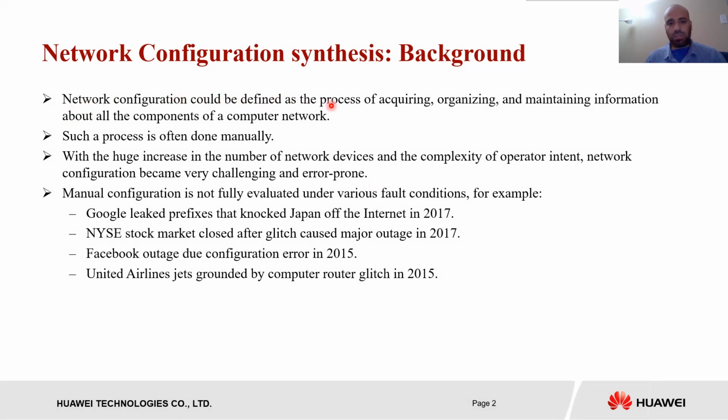Network configuration could be defined as the process of acquiring, organizing, and maintaining information about all components of a computer network. This process is usually done manually, which is very tiresome, very complex, and very error prone. For example, in 2017, Google leaked some prefixes which knocked Japan off the internet. Another incident caused the New York stock market to close completely. In 2015, a similar incident happened to Facebook and United Airlines that caused some airplanes to land unexpectedly.